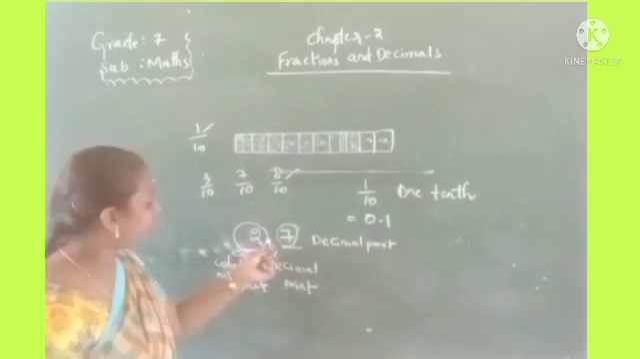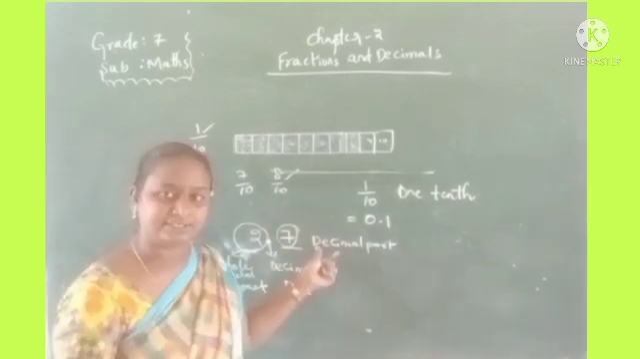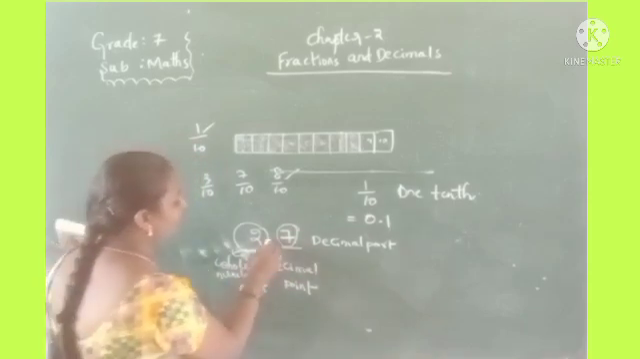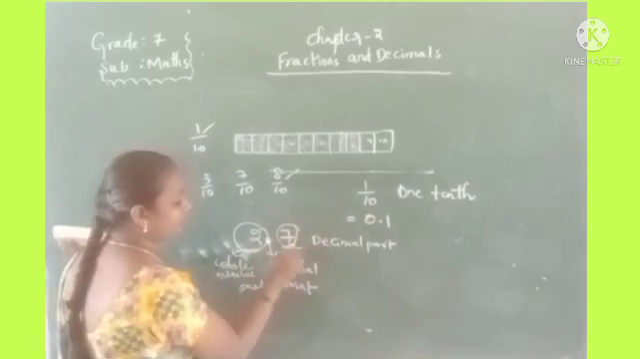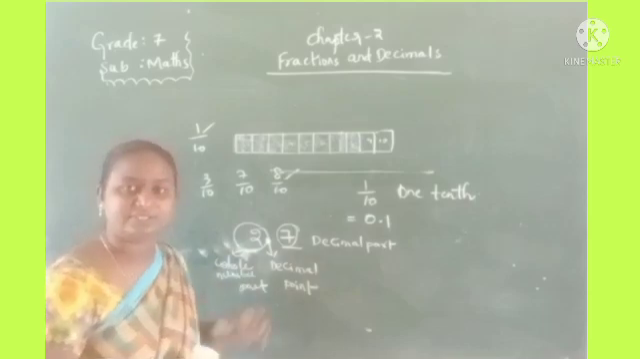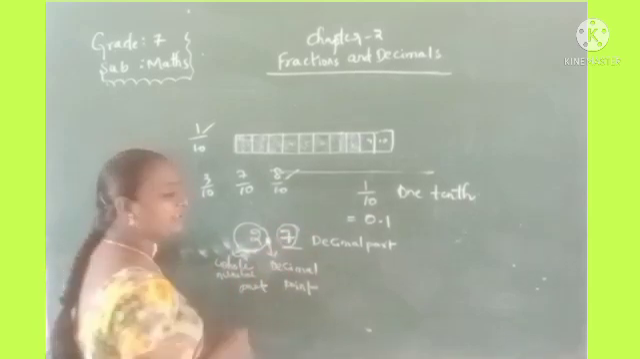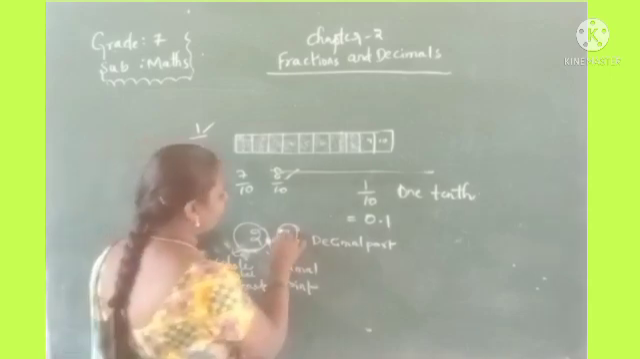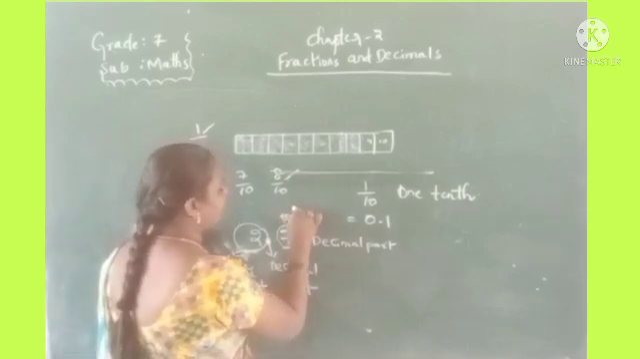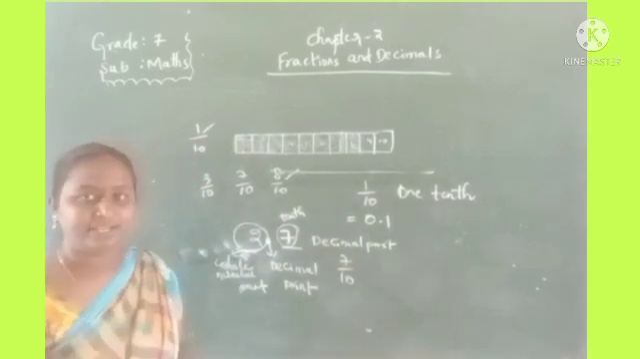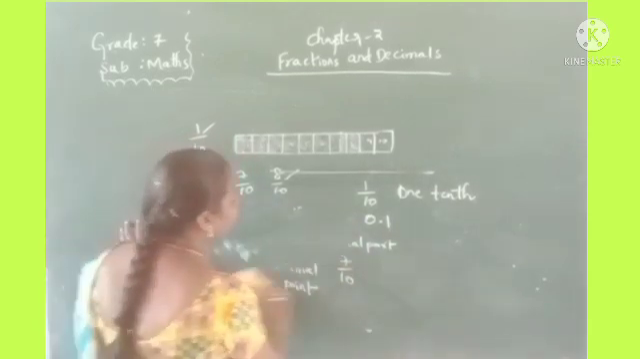Okay now, when we move one digit to the right side of the decimal point, the place value becomes tenths. Now tell me, what is the place value of 7? The place value is tenths, that is 7 tenths, 7/10.